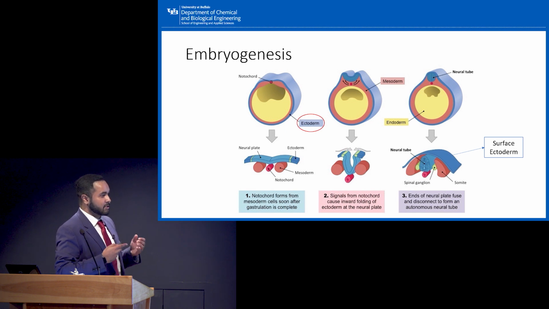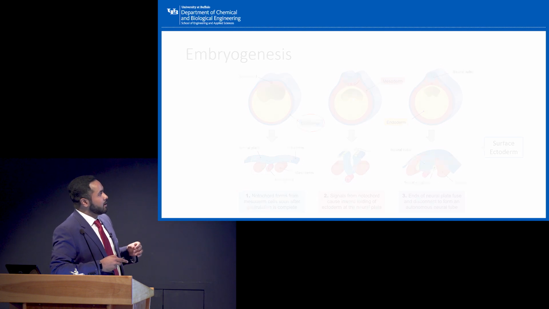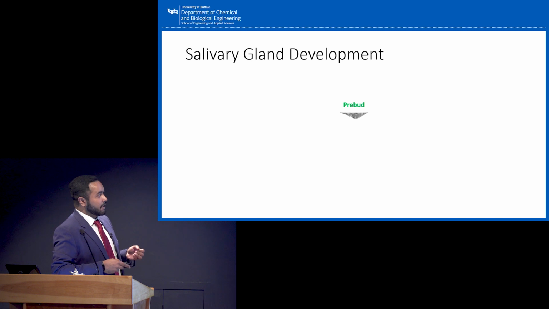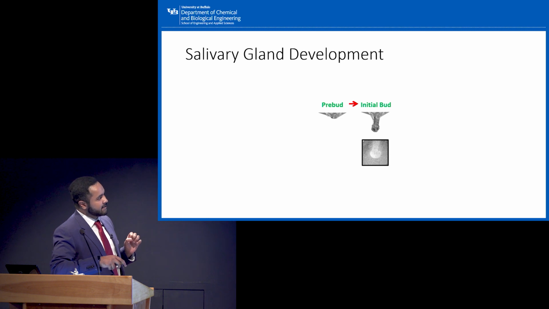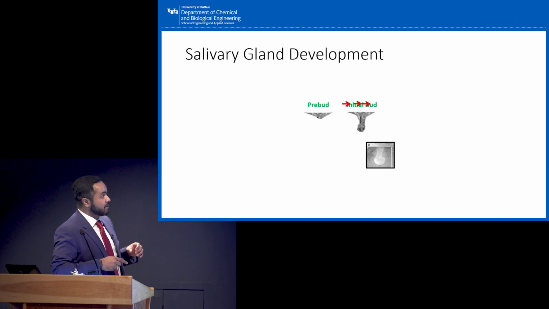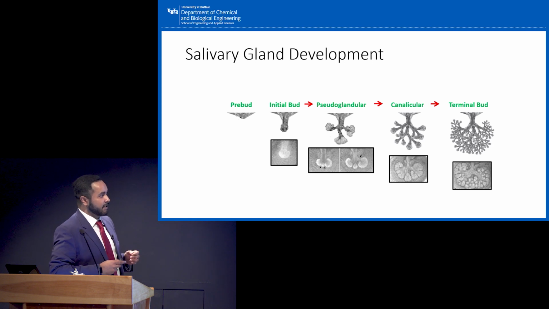So this surface ectoderm, when localized to the head and neck area of the developing embryo, is known as the oral ectoderm. So let's see what this oral ectoderm does. To initiate the salivary gland, this oral ectoderm forms a prebud, which is a thickening of the epithelia, which invaginates into the surrounding mesenchyme, which then undergoes successive branching events to form this terminal, highly branched upside-down tree or broccoli, which basically governs its function as well. So this is the embodiment of an adult gland, I'd say.